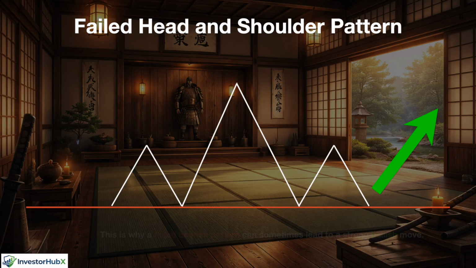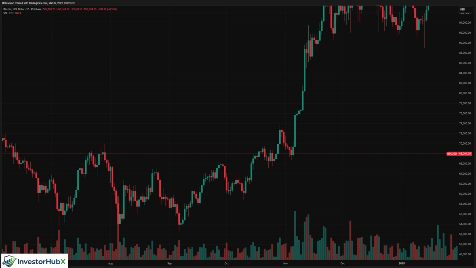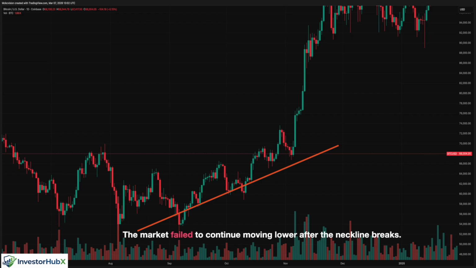Now let's take a look at how a failed head and shoulders pattern appears on a real chart. This is Bitcoin on the daily time frame. Here you can see a failed head and shoulders pattern. Normally, in a head and shoulders pattern, the price breaks below the neckline, confirming a potential bearish trend reversal. However, in this case, the market failed to continue moving lower after the neckline break. Instead, the price quickly reversed and moved back above the neckline, invalidating the bearish pattern.